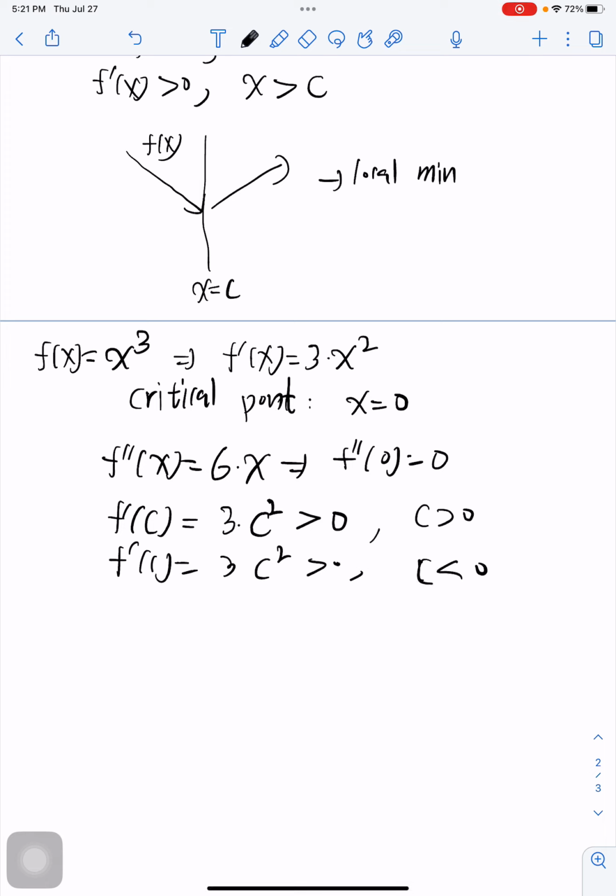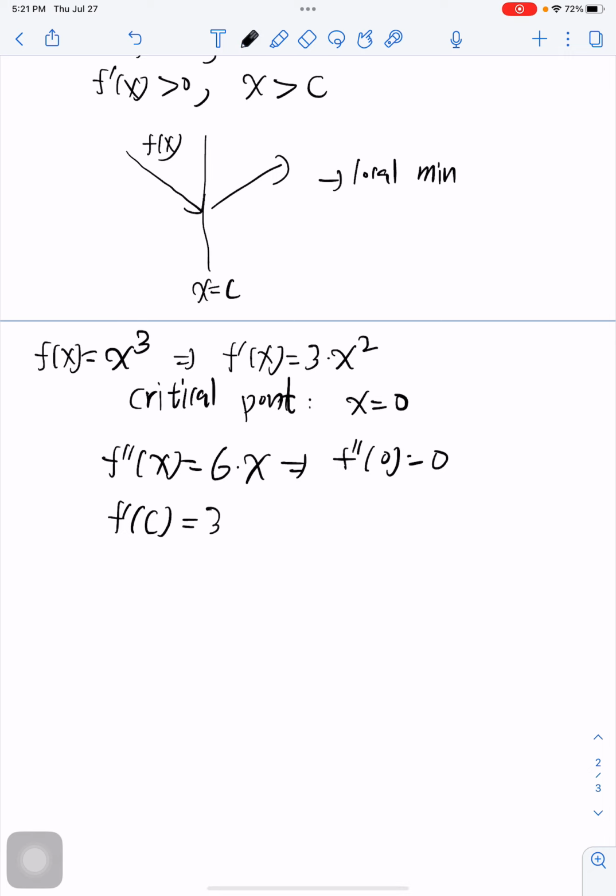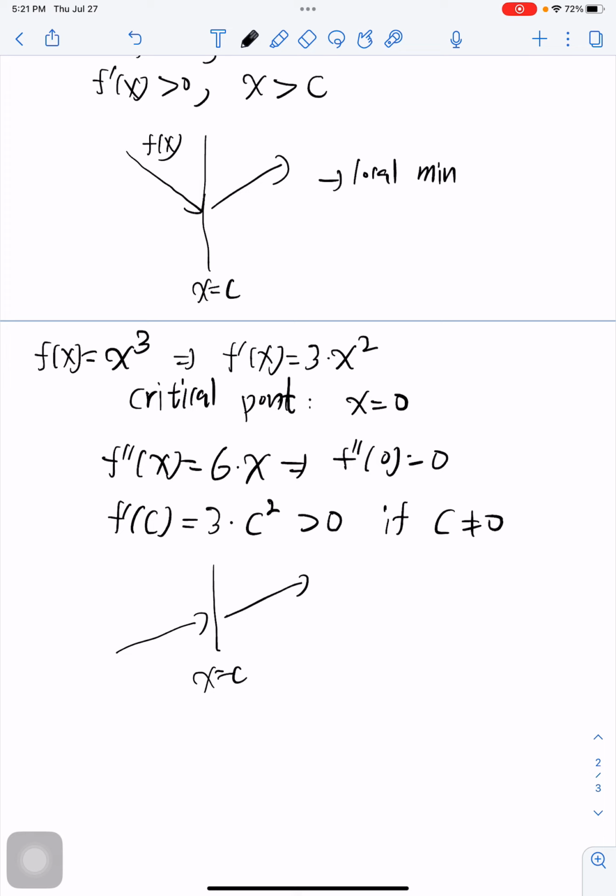Because we have c squared, no matter c is positive or negative, f prime of c is always positive. Okay? So maybe I can use a more compact notation to denote this idea. So f prime of c equals 3 times c squared, which is greater than 0 if c does not equal 0. Okay? So as you can see, in this case, we have the increase at x equals c, and then increase again. So this means that at point 0, this point is neither local minimum nor local maximum.